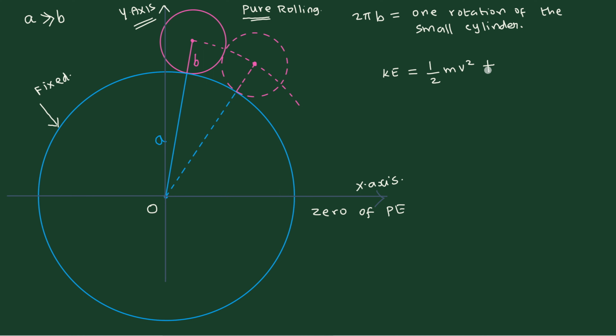Plus, since the cylinder is rolling, you have to add the rotational kinetic energy, half I omega square. This is how you write down the general expression. Afterwards, you can simplify. Here small m is assumed to be the mass of the small cylinder. We are not interested in the mass of the larger cylinder, because it will not come into the picture. It is a fixed one, so it is not going to move. We don't want it. That's all.